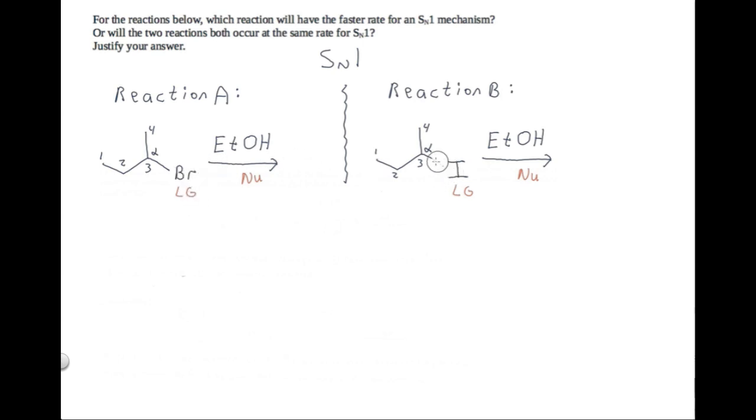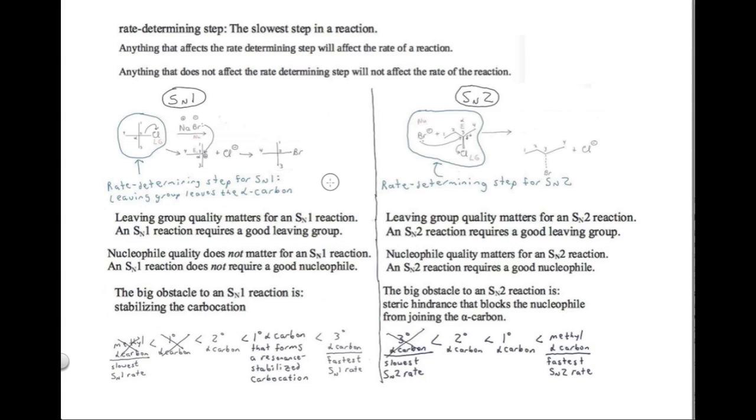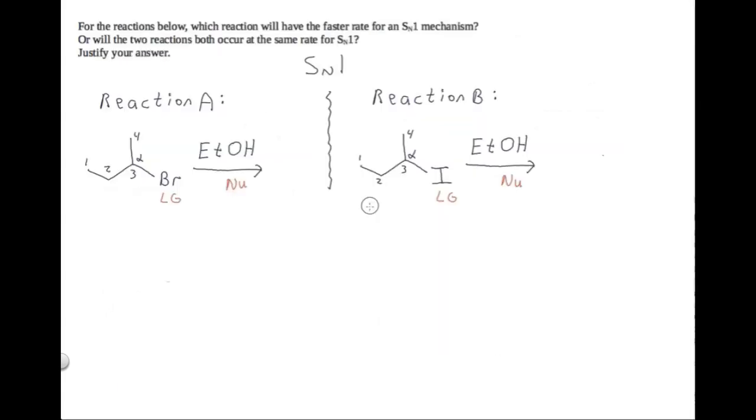Well, wait, does that even matter? Does leaving group quality affect the rate for an SN1 mechanism? Yes. In the previous video, we learned that leaving group quality does affect the rate of an SN1 reaction. The leaving group participates in the rate determining step for SN1, so using a better leaving group will increase the rate for an SN1 reaction. In fact, we saw that leaving group quality matters both for SN1 and for SN2. So whichever reaction has the better leaving group will be the faster SN1 reaction.